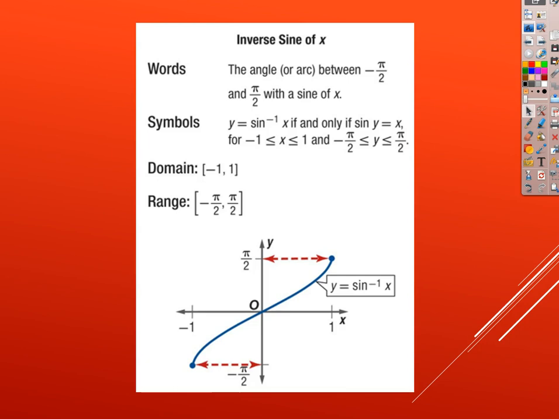The other thing that you need to know is symbol-wise, that y equals inverse sine of x. That's how we can say it. The other way that we say it, we can also say that y is equal to arc sine of x. That also means inverse sine. So I have all this notation, and I have an idea now of what the graph looks like, but what does it actually mean for a math problem?